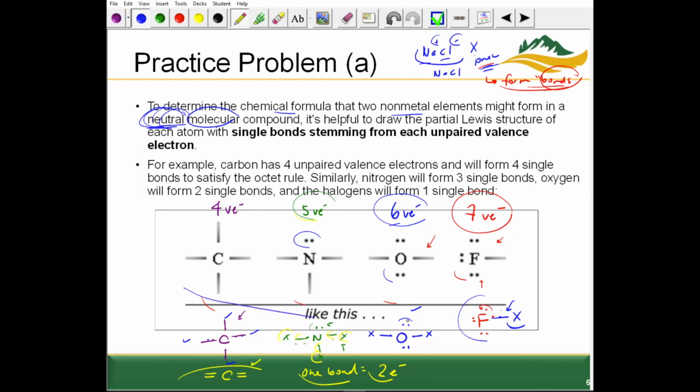So these bonding patterns are very, very typical for something with 4 valence electrons, 5, 6, and 7. 4 valence electrons, 4 bonds, no lone pairs. 5 valence electrons, 3 bonds, 1 lone pair. 6 valence electrons, 2 lone pairs, 2 bonds. 7 valence electrons, 3 lone pairs, 1 bond.